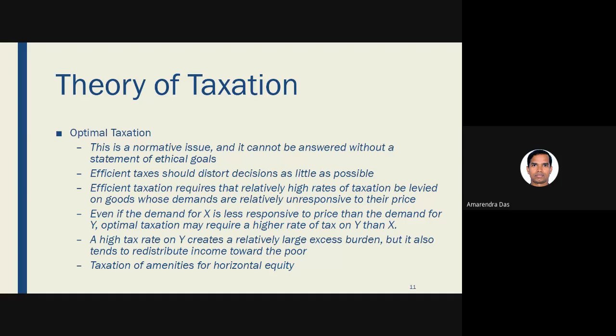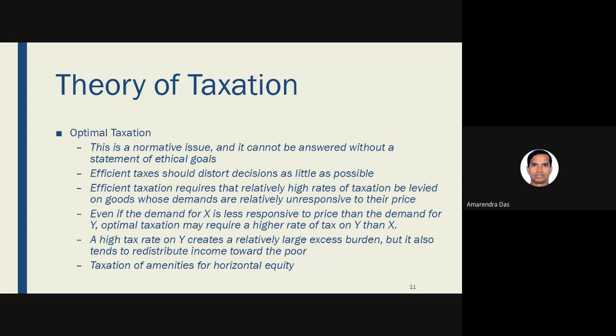Now, taxation of amenities for horizontal equity. What is this actually? I don't know whether you have paid tax. You might not have paid tax. There might be some TDS from your salary because you have joined very recently. But at the end of the year, people who are already in a job must be aware of TDS, and the tax department or the employer sometimes tries to deduct tax on amenities.